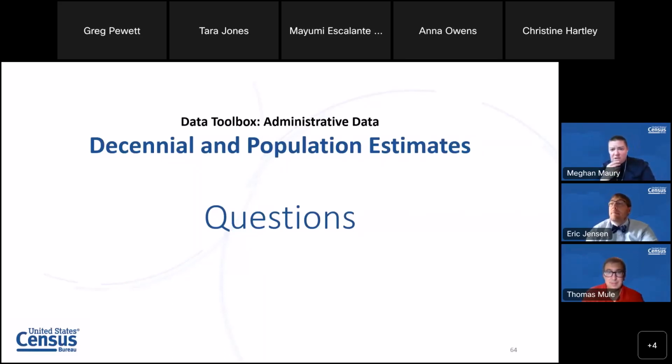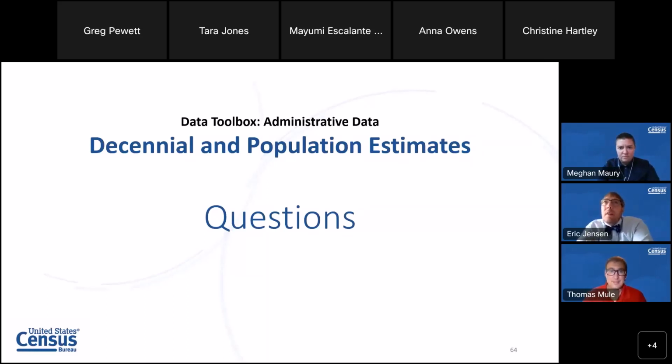But I do want to touch on one more thing, a theme that's come in the Q&A, which is, can you talk a little bit about some of the challenges of the process of linking administrative data to the census or to other data sources? Yeah, I can talk about that.